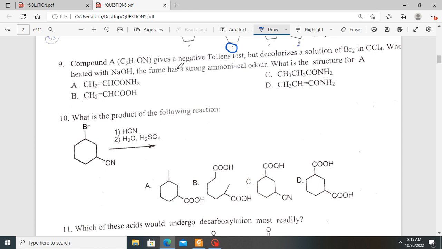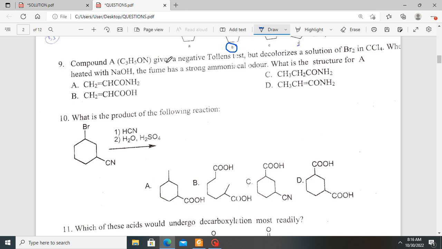The compound gives a negative Tollens test, but decolorizes the solution of bromine. So if it gives a negative Tollens test, then it means it is likely not to be an aldehyde or ketone. If it decolorizes a solution of bromine, it means it has some kind of unsaturation, a double bond in it. When heated with sodium hydroxide, the fumes have a strong ammoniacal odor. So it means that the double bond is basically at the terminal.